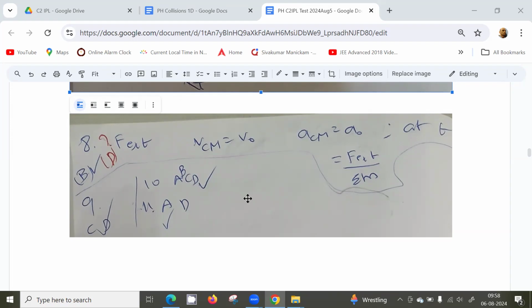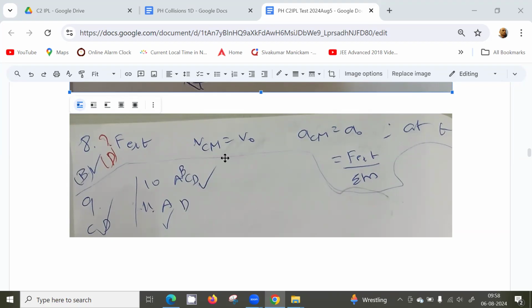But in the key, they have given D, which is not correct according to me, and I raised an objection to this. D says A is zero. That's not possible because force is non-zero. So the correct option is option B.